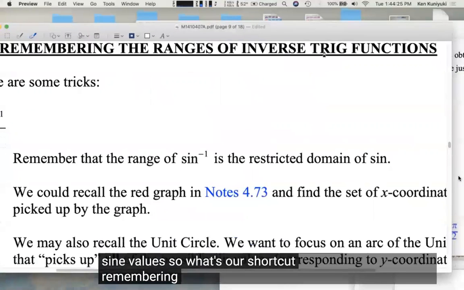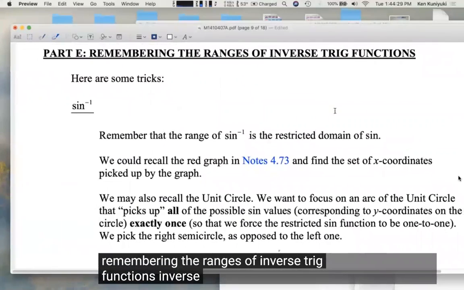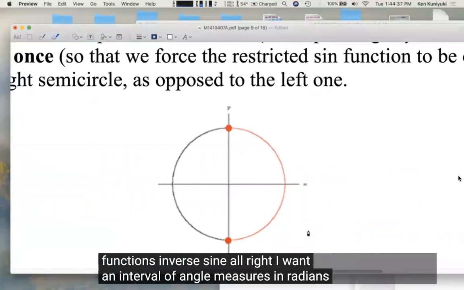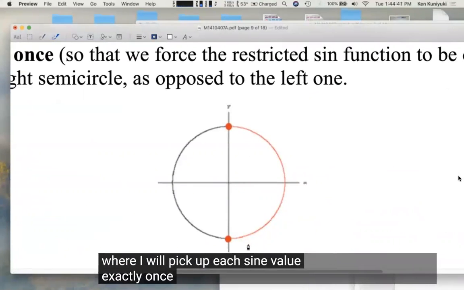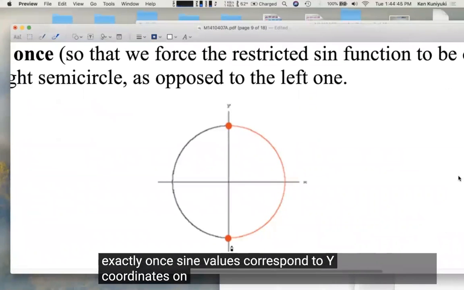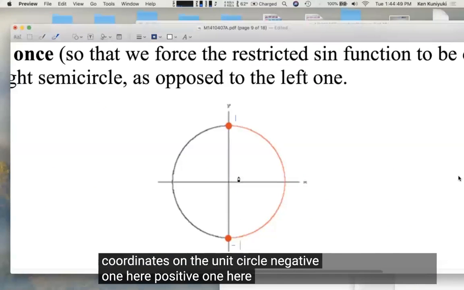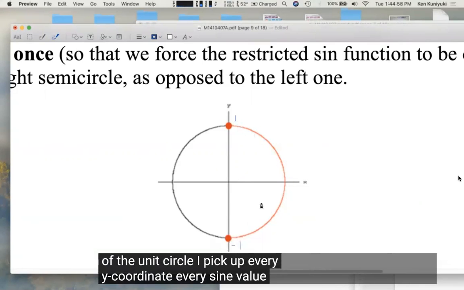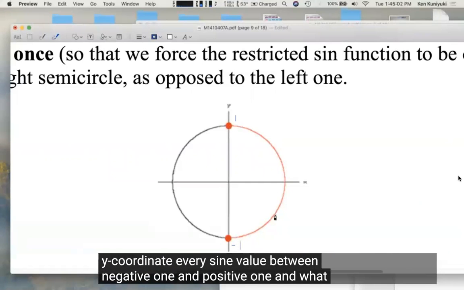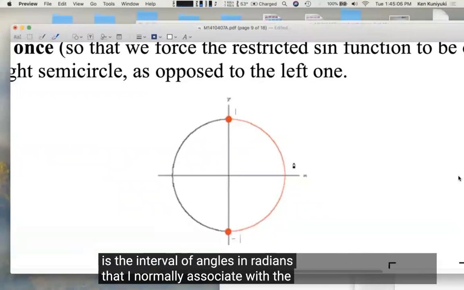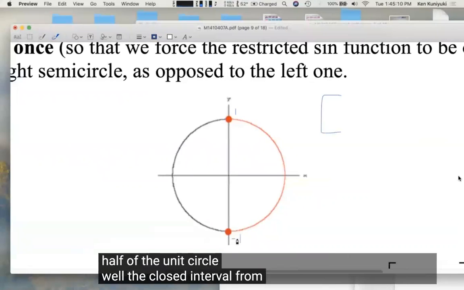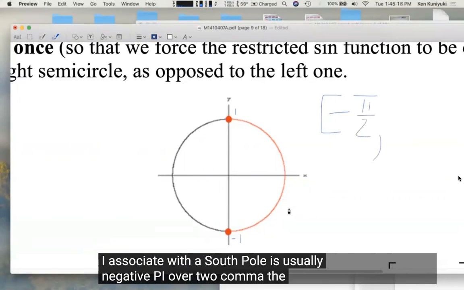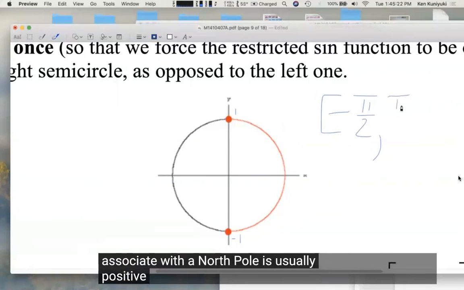So what's our shortcut for remembering the ranges of inverse trig functions? Inverse sine. All right. I want an interval of angle measures in radians where I will pick up each sine value exactly once. Sine values correspond to y-coordinates on the unit circle, negative 1 here, positive 1 here. Well, you agree that if I consider the right half of the unit circle, I pick up every y-coordinate, every sine value between negative 1 and positive 1. And what is the interval of angles in radians that I normally associate with the right half of the unit circle? Well, the closed interval from the angle I associate with the south pole, usually negative pi over 2, comma, the angle I associate with the north pole, usually positive pi over 2.